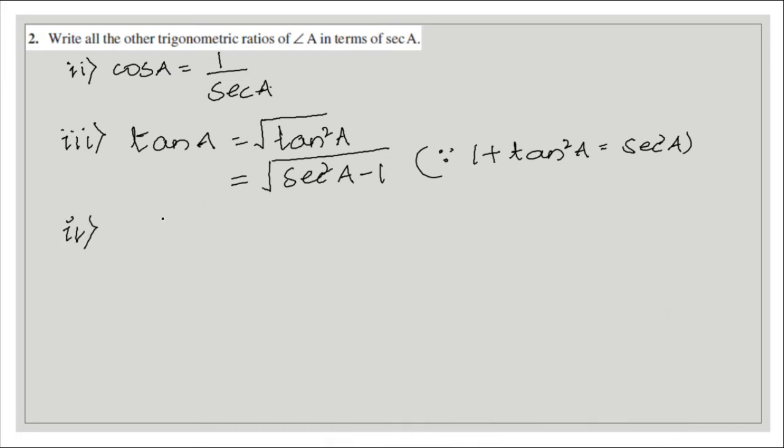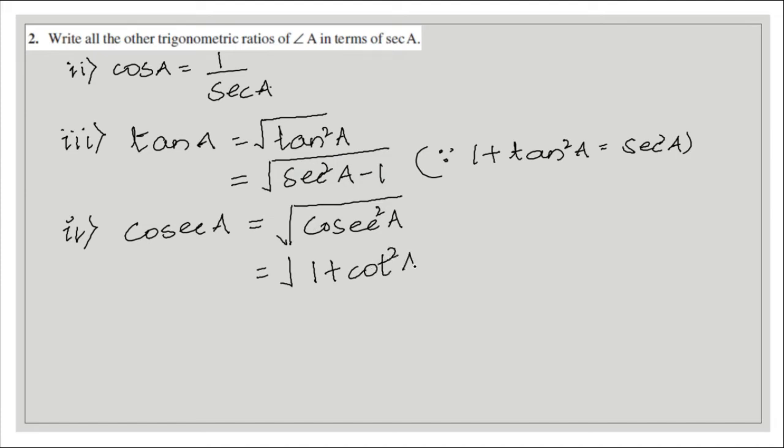The fourth one, cosecant A. How do we express cosecant A in terms of secant A? I'll write this as root of cosecant square A. Now we know the identity 1 plus cot square A is cosecant square A. So I have replaced cosecant square A as 1 plus cot square A.